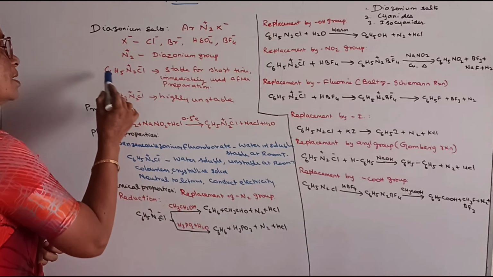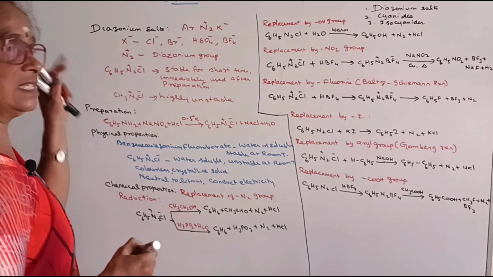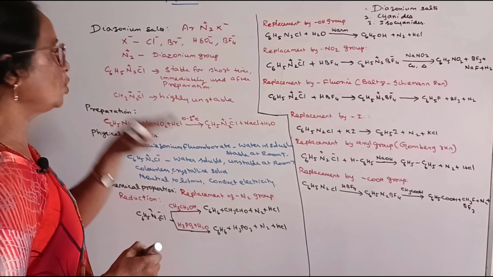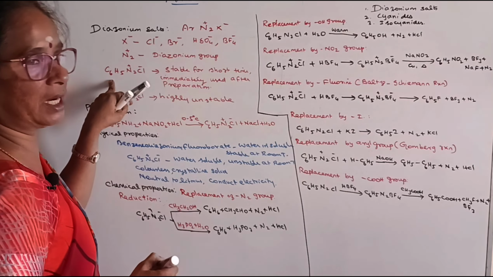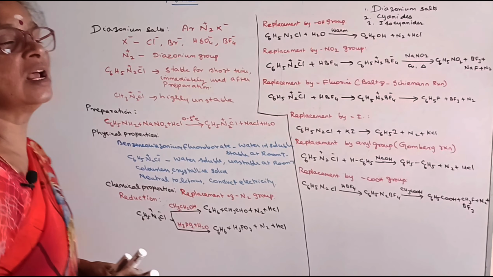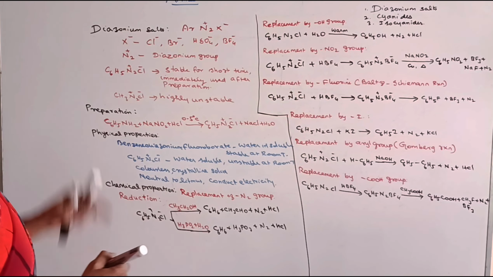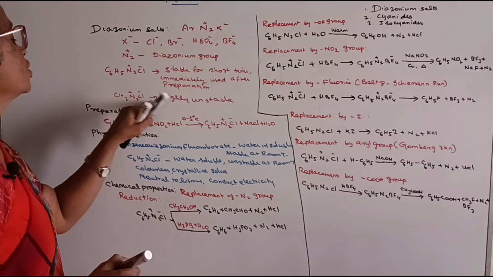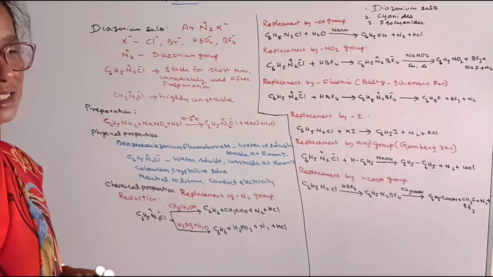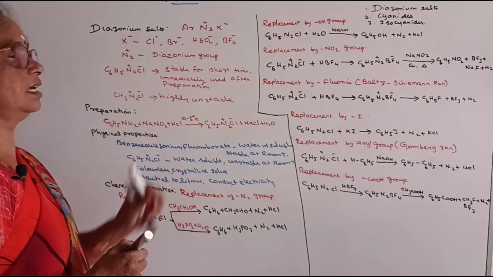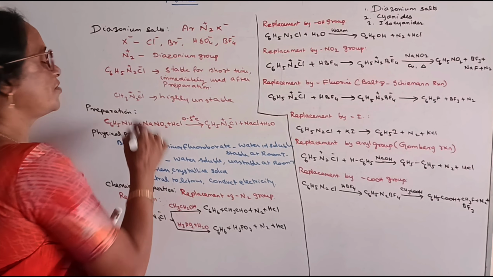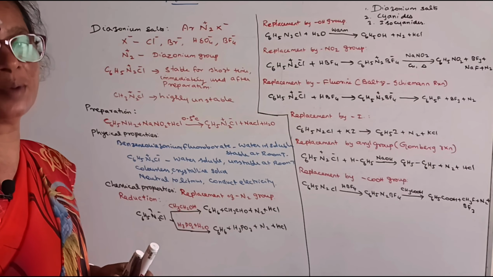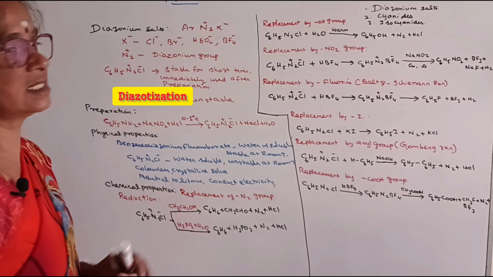Benzene diazonium chloride is stable only at low temperature, but at room temperature it is not stable. So as soon as it is prepared, it has to be used for further reaction. At the same time, alkyl diazonium chlorides are highly unstable and they will be hydrolyzed to alcohol. Already we discussed that because of the absence of resonance in alkyl diazonium salts, they become unstable.